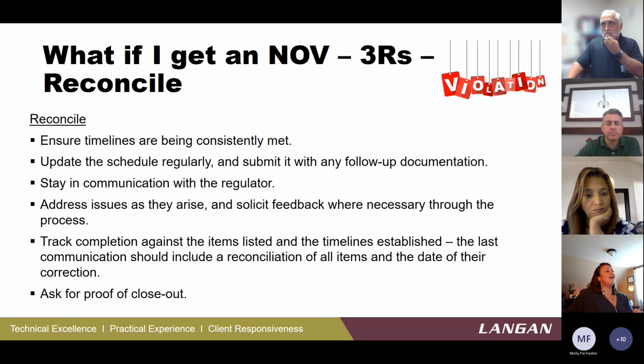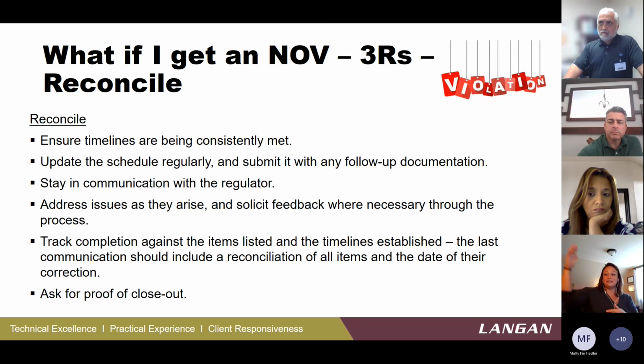The third R is reconcile. Make sure your timelines are being met, update your schedule regularly, stay in communication with your regulator, address issues as they arise, and then track completion of each of the items with the timelines established. Your last letter to the agency should essentially be a check: this is what you said we'd do, this is what we did to fix it, this is when it was done, we're good.